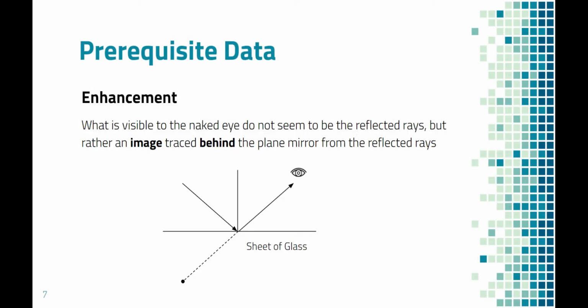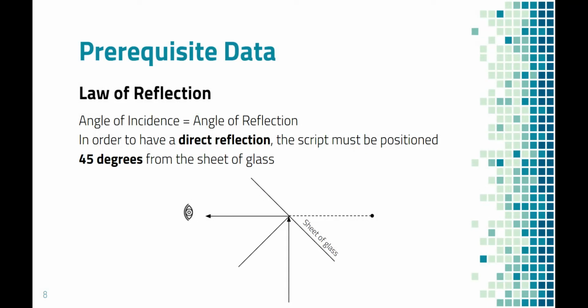Here's an enhancement of the diagram from the previous slide. What's visible to the naked eye are indeed the reflected rays, but they seem like an image traced behind the plane mirror. That's just how our eyes depict the reflected rays to be. However, you can't make an argument that they aren't the reflected rays. An obvious example is a bathroom mirror. There seems to be a replica of a three-dimensional space behind the mirror, but it's actually a grouping of multiple reflections. The exact same diagram from the previous slide is rotated to suit the real situation of a teleprompter.